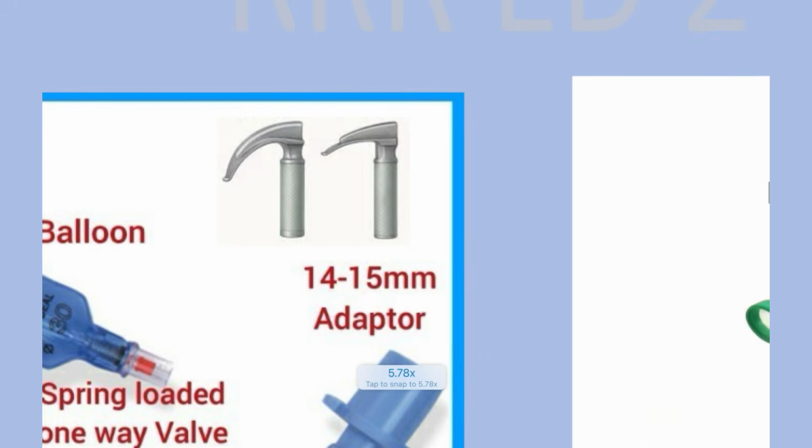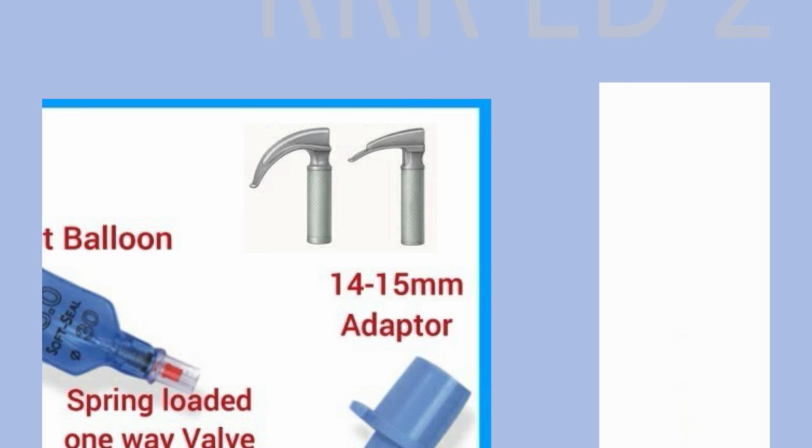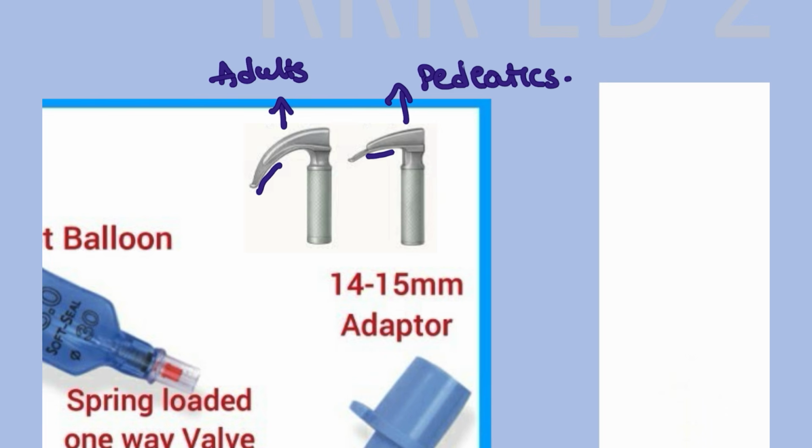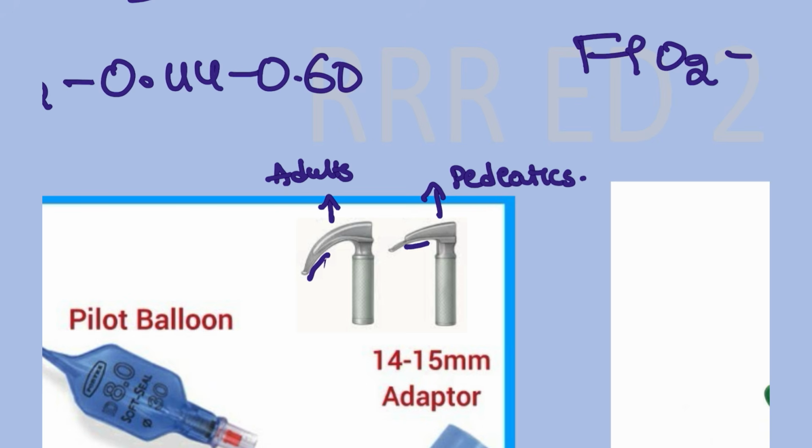Next, here you can see the types of laryngoscopes. This one is used for adults, and this is used for pediatric patients. What is the difference? This is more curved, this is more straight. That is the difference. Names can also be asked. This is the Macintosh, you might have seen it in your hospital rotations. And this is straight, known as a Miller.